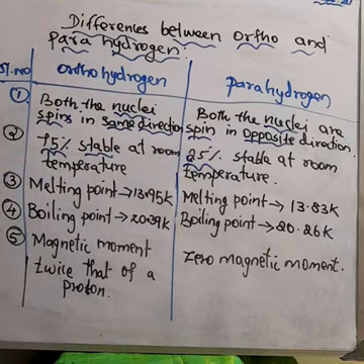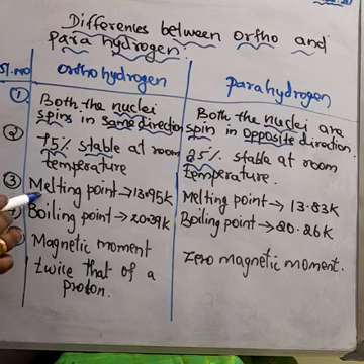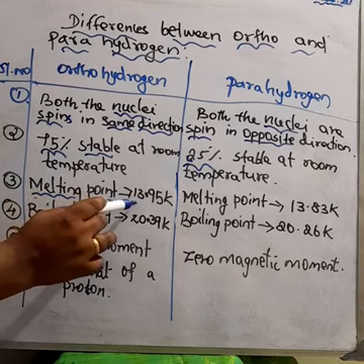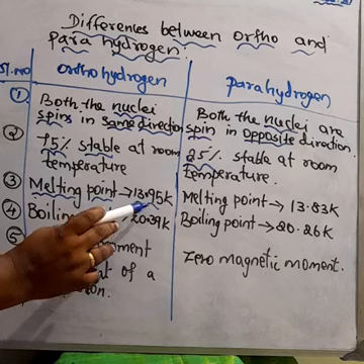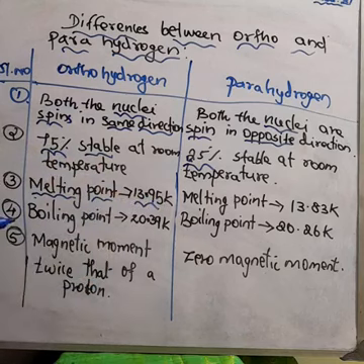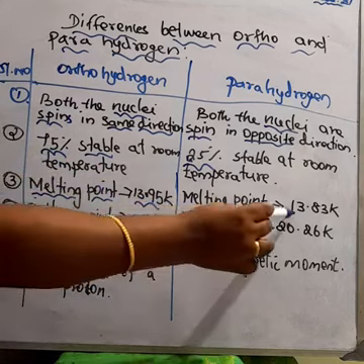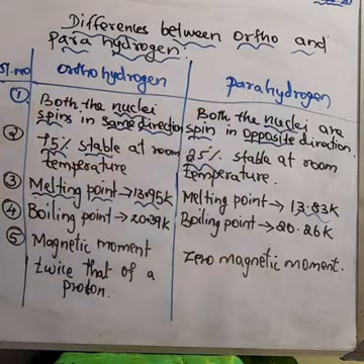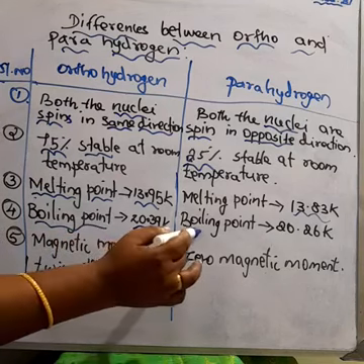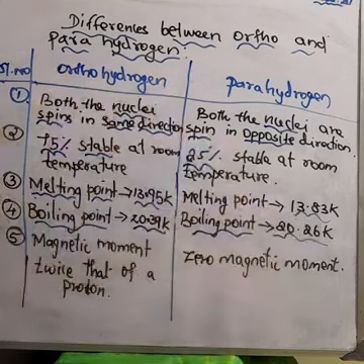What is the third point? The melting point. The melting point of ortho hydrogen is 13.995 Kelvin. Para hydrogen is 13.83 Kelvin. And the fourth point, the boiling point of ortho hydrogen, is 20.39 Kelvin. The boiling point of para hydrogen is 20.26 Kelvin.